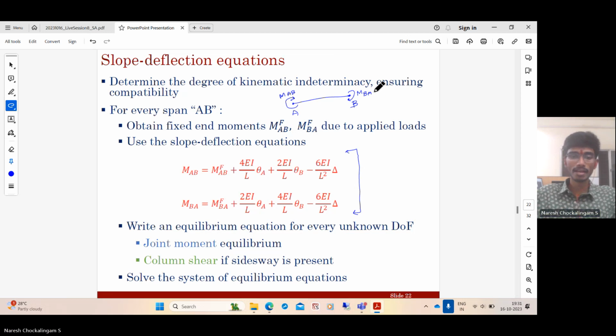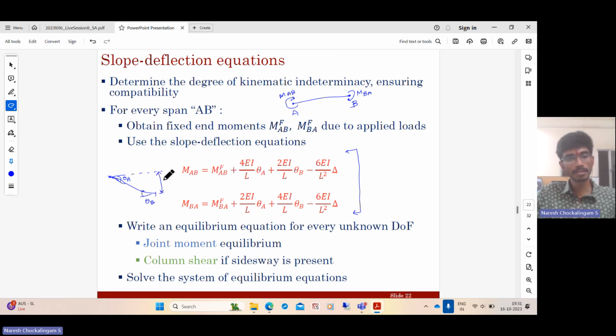So all clockwise moments and clockwise rotations are taken as positive, and also the displacements, the sway degrees of freedom. So the kinematics is something like this. There can be a rotation here. This is a positive sense. This is theta A. Again, this is a clockwise rotation. This is theta B, and the entire beam has rotated.